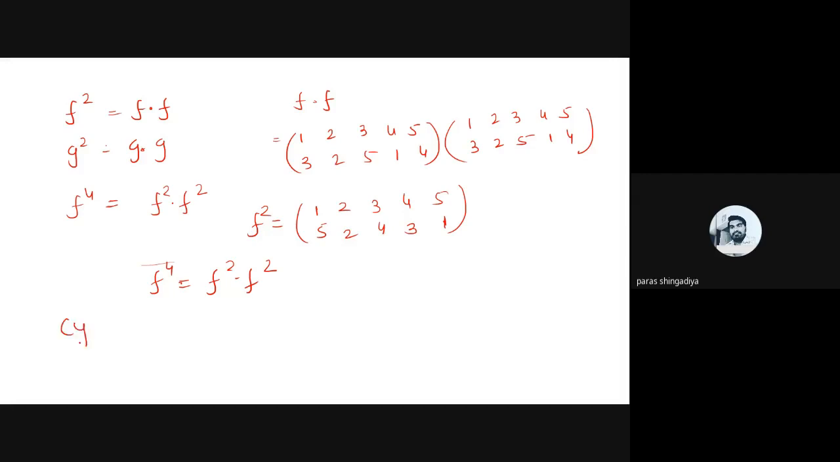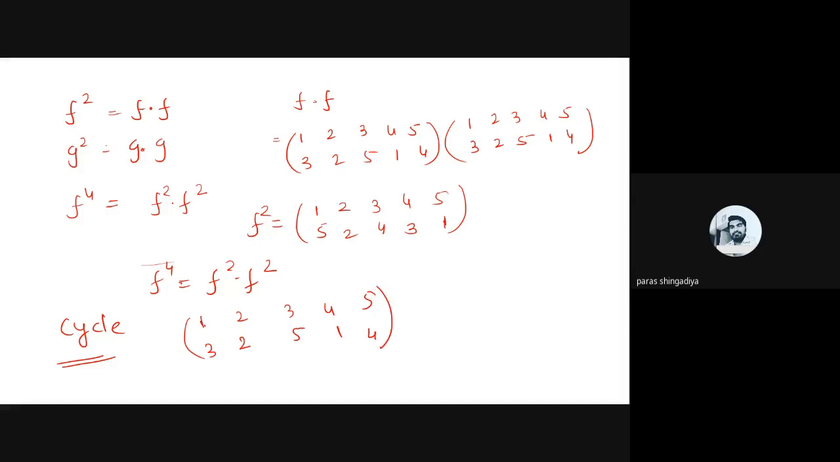Cycle of the permutation. So how can we check the cycles of the permutation? A cycle means a sequence. In this F, we have the data. Let us write down this example again: 1, 2, 3, 4, 5, and its data is 3, 2, 5, 1, 4.